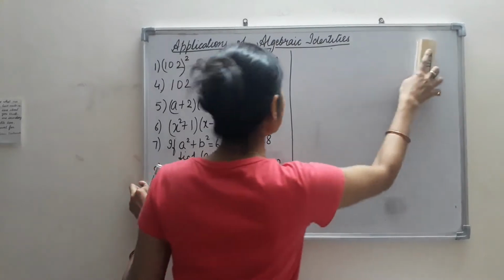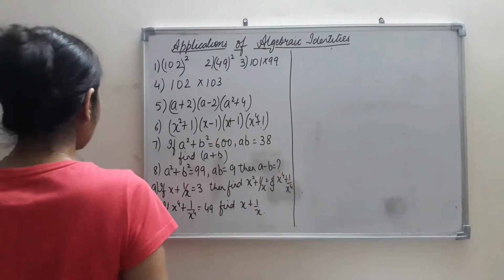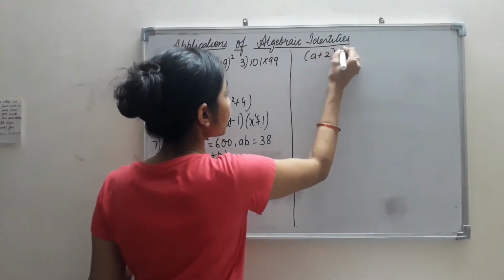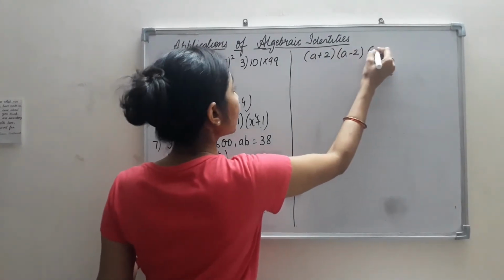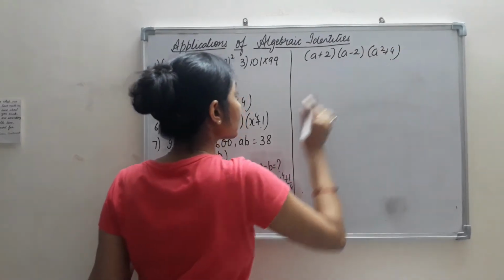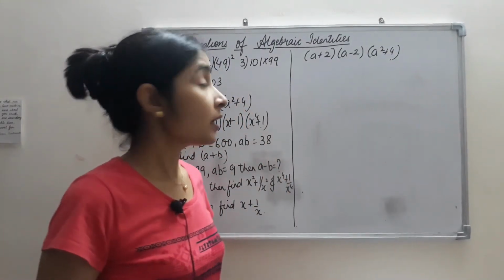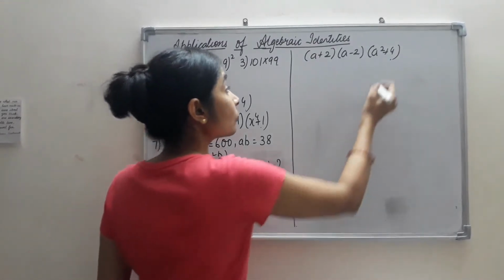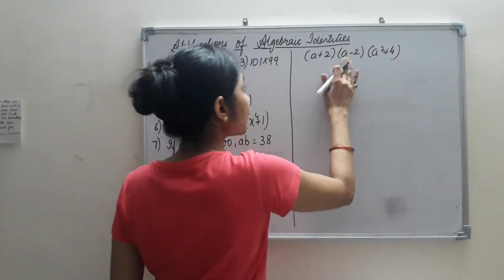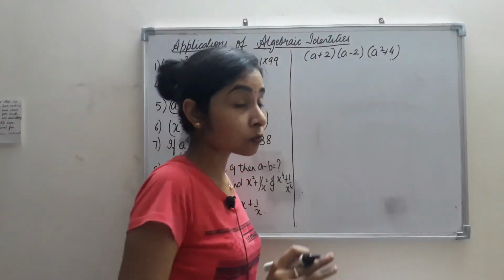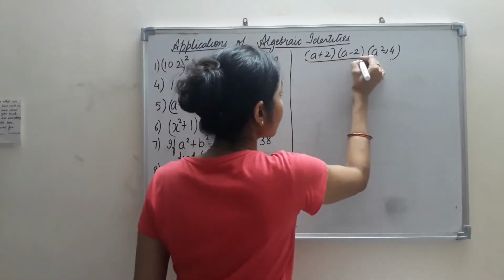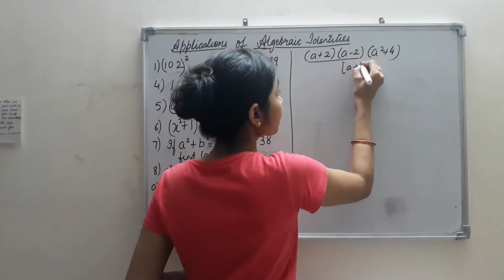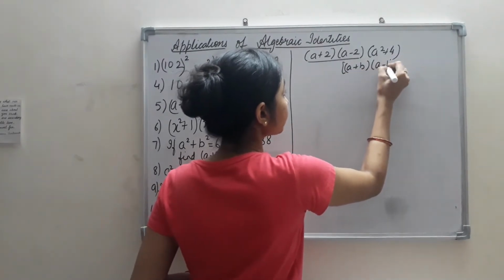Okay, so let's see the next question. Here we are given (a plus 2) multiplied by (a minus 2), the whole multiplied by (a square plus 4) also. Now we are having 3 terms to multiply here. Now obviously we can multiply 2 first and then third one after that. So these two are the easy ones, a plus 2 and a minus 2. First identify that in which form they are. They are in the form of (a plus b) into (a minus b).